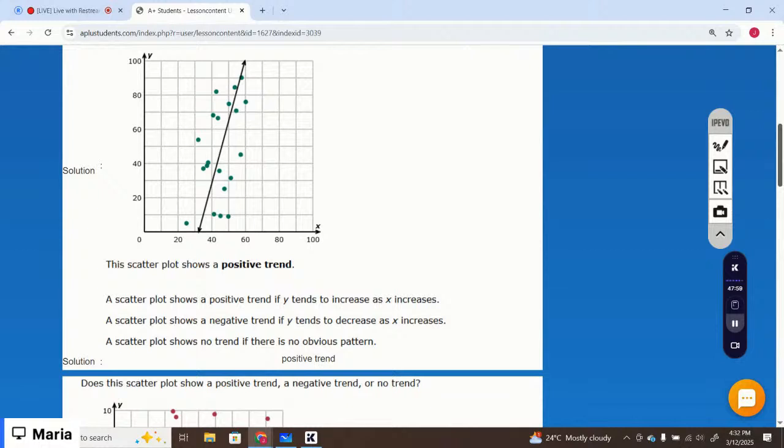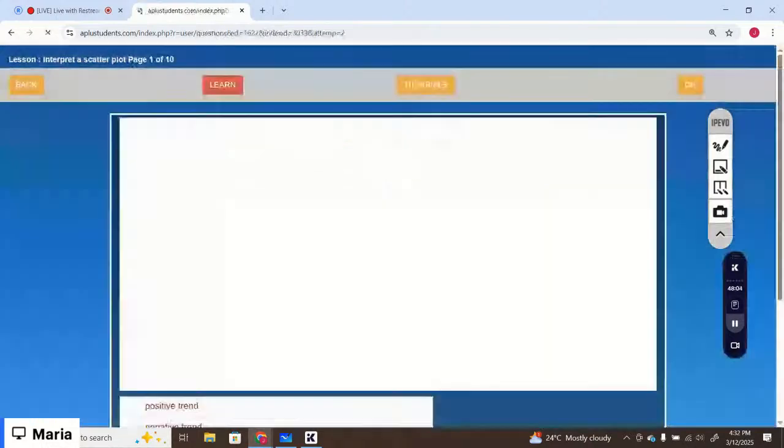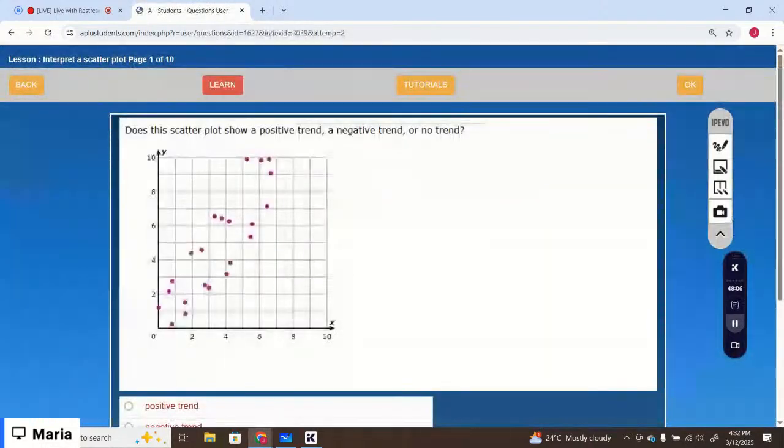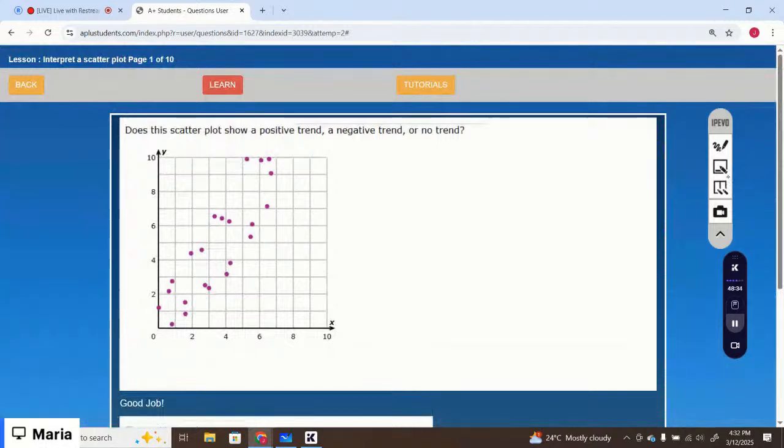Let's just start with the test questions. Does the scatter plot show a positive trend, a negative trend, or no trend? So as the x values are increasing, y values are also increasing. So the graph shows the positive trend. Option number one is the correct option.